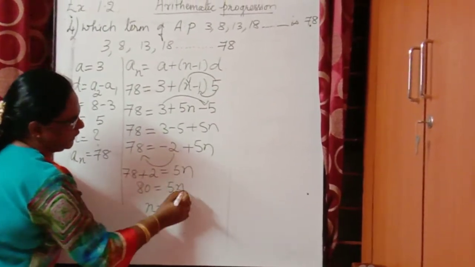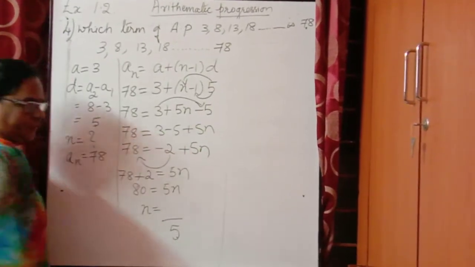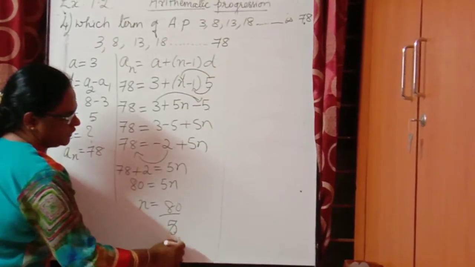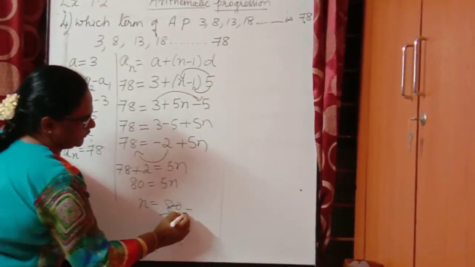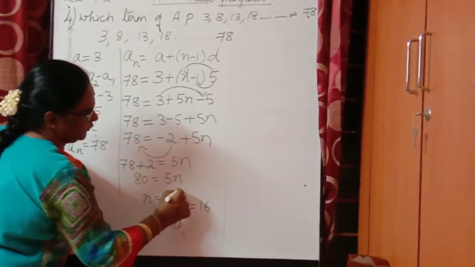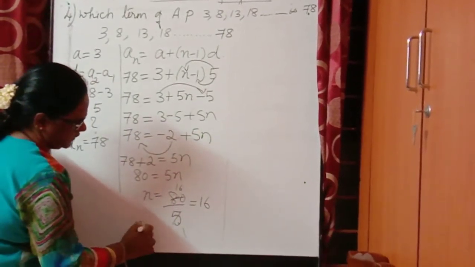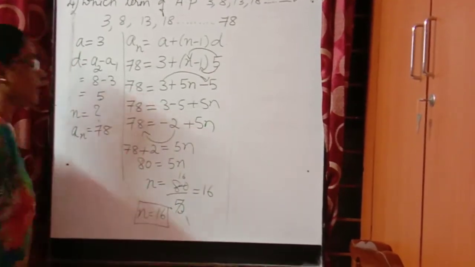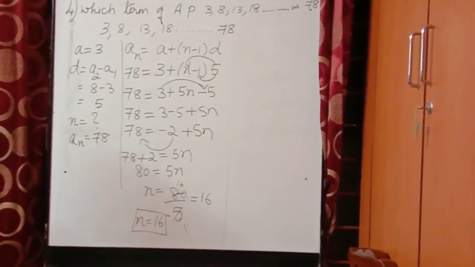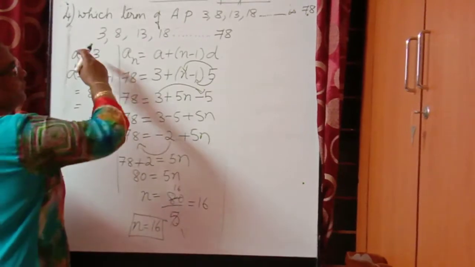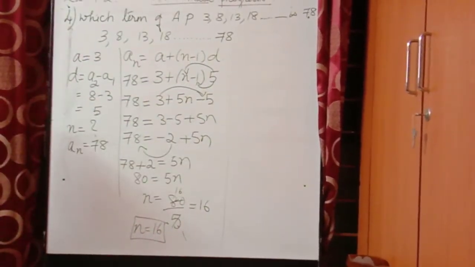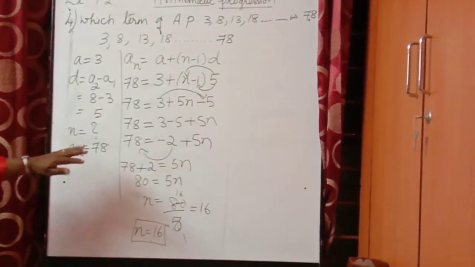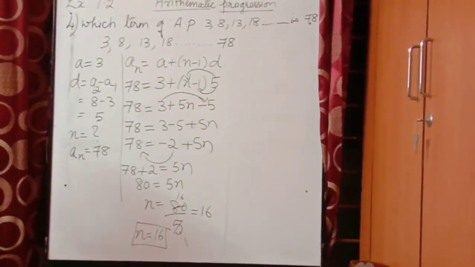Therefore n is, whatever number is there along with n, write down in the denominator, and write 80 in the numerator. So 5 into how many is 80? 16 times. Therefore n is equal to 16. Now you got the value of n. Therefore the 16th term is 78. Okay, now you copy down this problem.